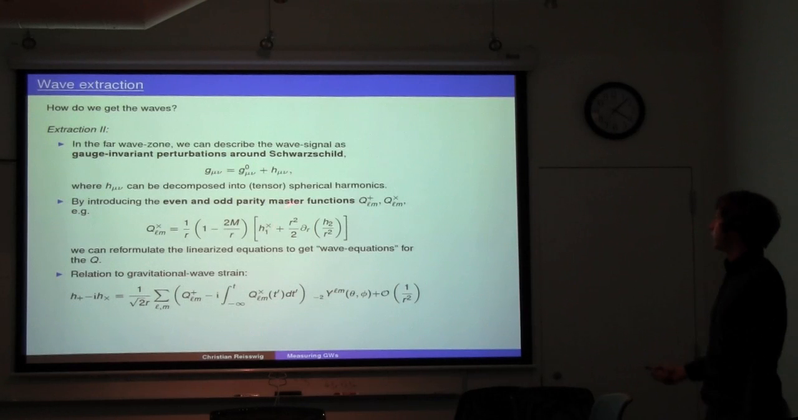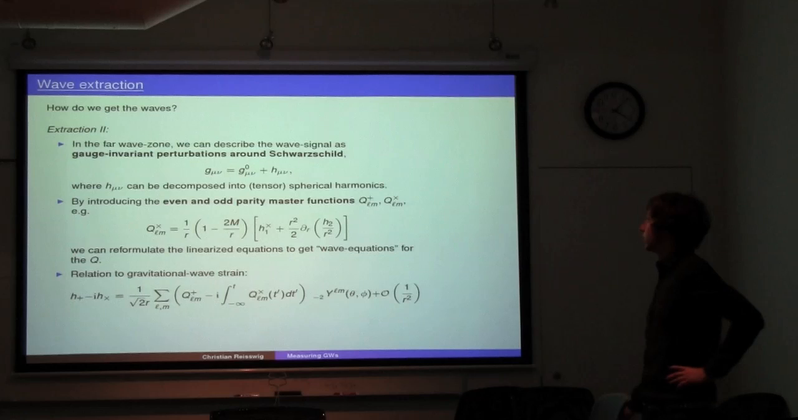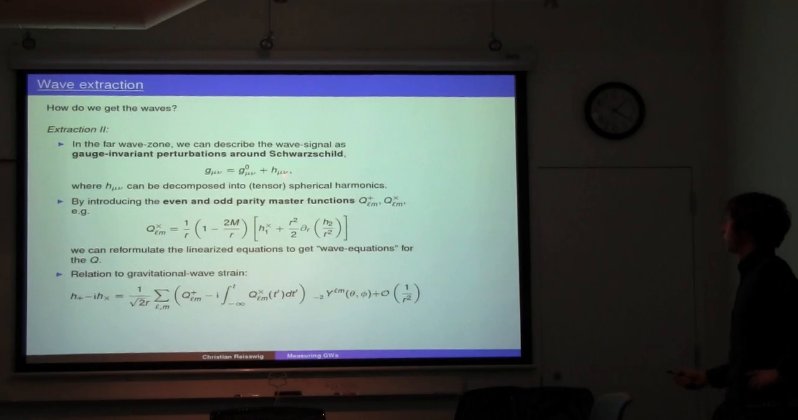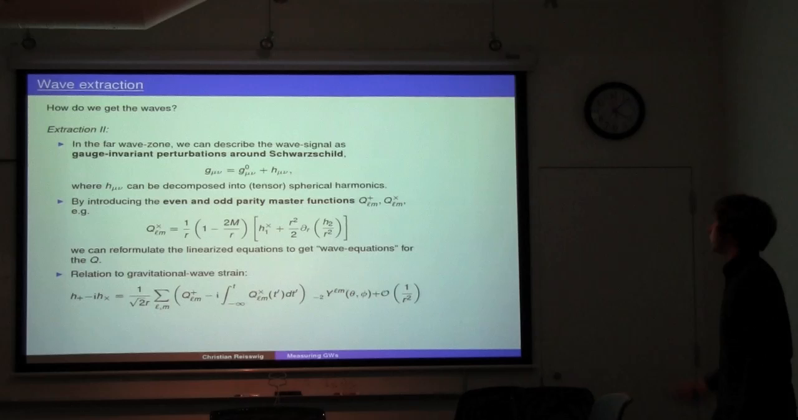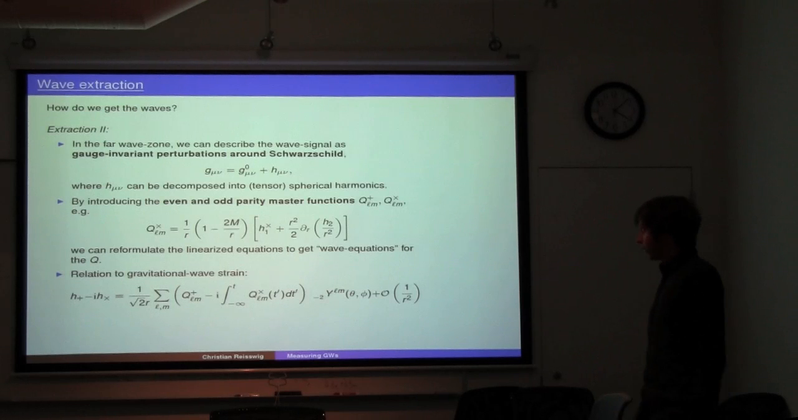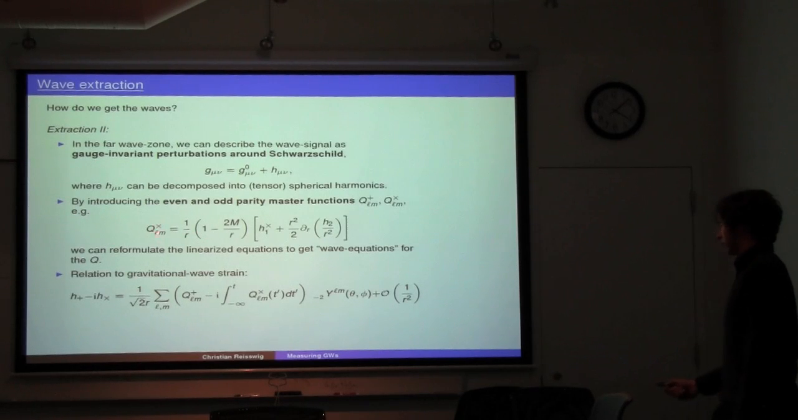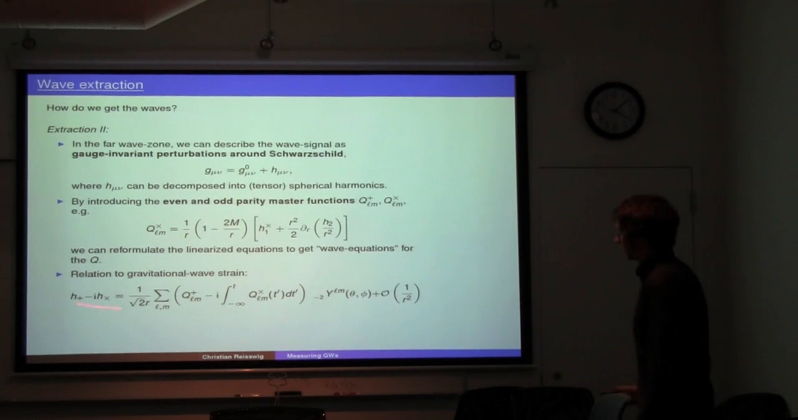The other method relies on gauge-invariant spherical perturbations of the Schwarzschild spacetime. We have a fixed Schwarzschild background metric and some perturbations around that. You can decompose this perturbation in terms of tensor spherical harmonics, and these can be related to even and odd parity master functions that, upon this linearization ansatz for the Einstein equations, obey wave-like equations with a scattering potential. These master functions can also be computed from the spacetime and later related to the actual gravitational wave strain.